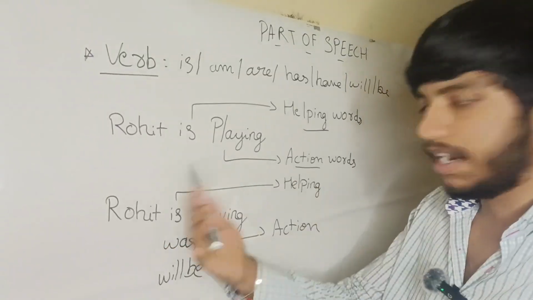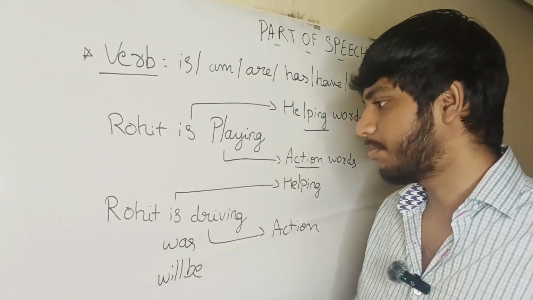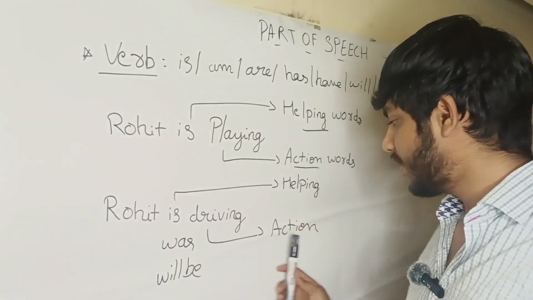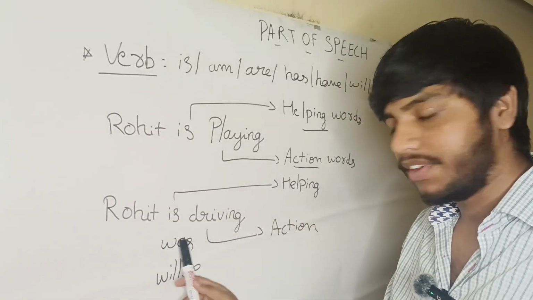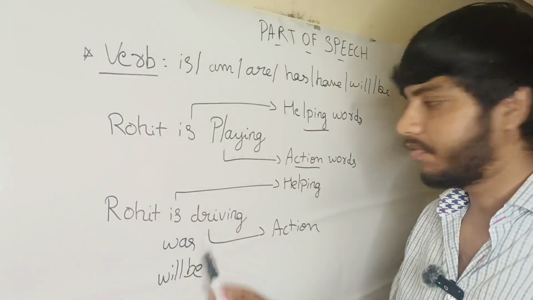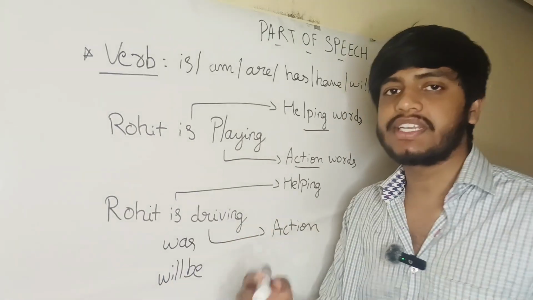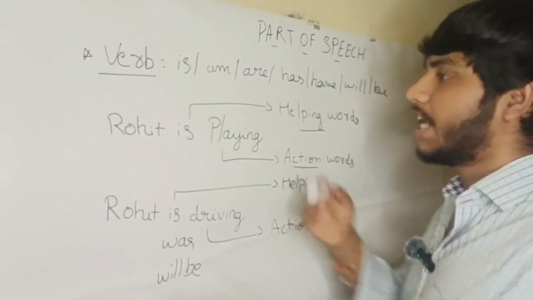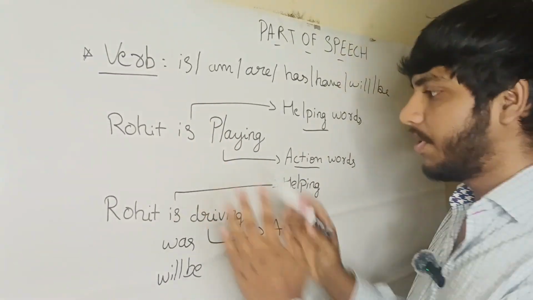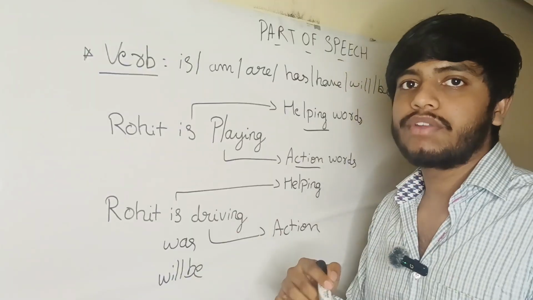Let us understand with another example. Rohit is driving. Is is a helping word. Driving is an action word. Rohit was driving. Was is a helping word. Driving is an action word. Rohit will be driving. Will be is a helping word which helps the sentence. These are the words which help to build a sentence. So verb is very important in grammar. I hope you understand. If you didn't understand, please rewind and watch it.